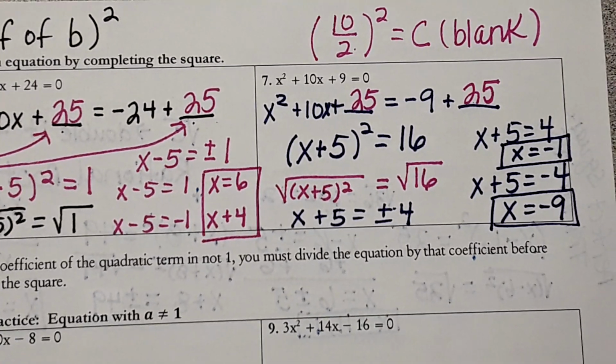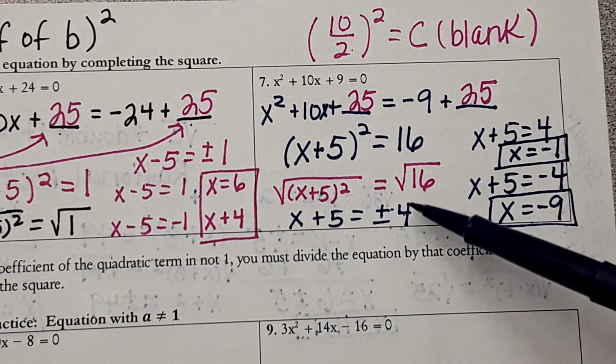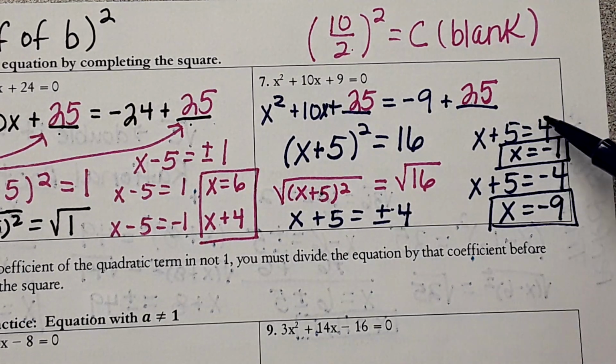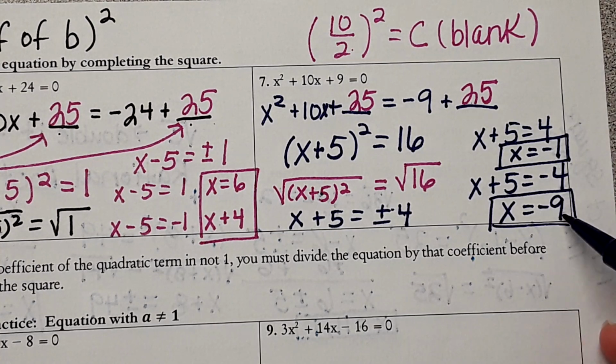Helps if you guys can see that. I apologize. So again, I just did x plus 5 equals 4 for that positive 4. 4 minus 5 is negative 1. Yes, it is negative 1. And then x plus 5 equals negative 4. Negative 4 minus 5 is negative 9.